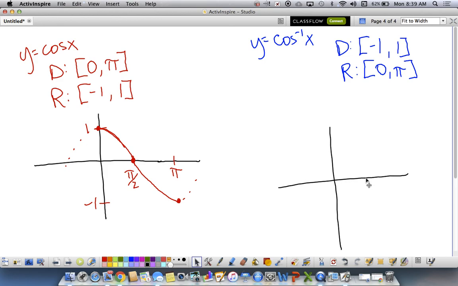How does it know what this is? It just takes whatever I drew close to it and picks it together. Alright, so (1, 0), (0, pi over 2), and then (negative 1, pi).